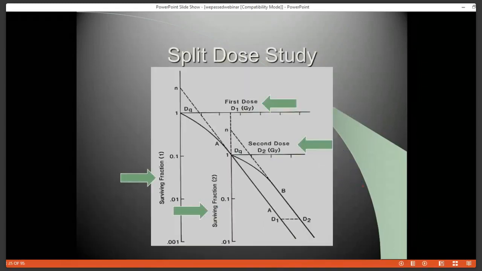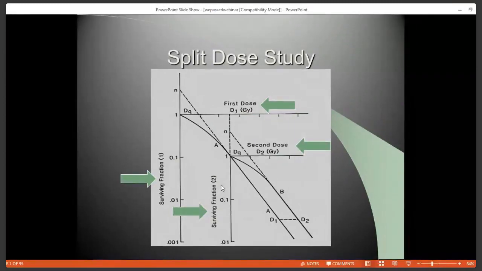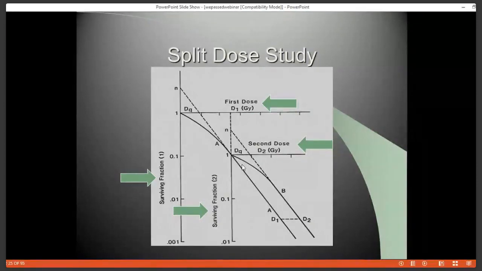If you look at the two cell survival curves here, we've got one curve on the left-hand side, separated by a certain amount of time, again greater than 6 hours, and then the second curve happening after that with another dose of radiation. If you look at the curves, they're identical. The two terminal portions are parallel to each other, and the shouldered region is the same.